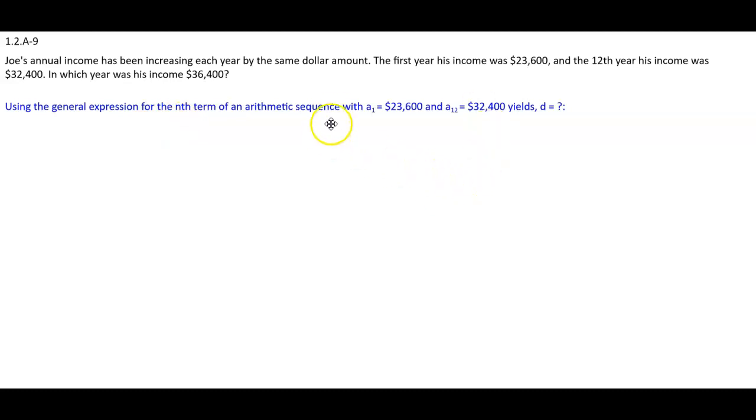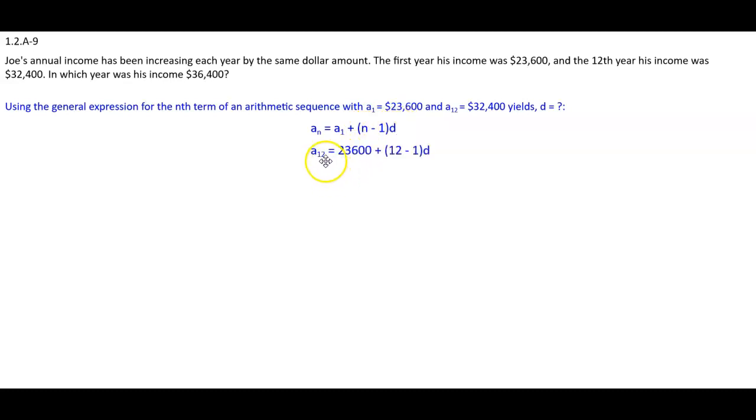So the first thing we're going to do is use the general expression for the nth term of an arithmetic sequence, because we know that the first term is $23,600 and that the 12th term is $32,400. So the first thing we need to do is find out what the common difference is. We're going to use this formula. We know what a subscript n is, we know what the first term is, and we know what n is, but we're looking for d.